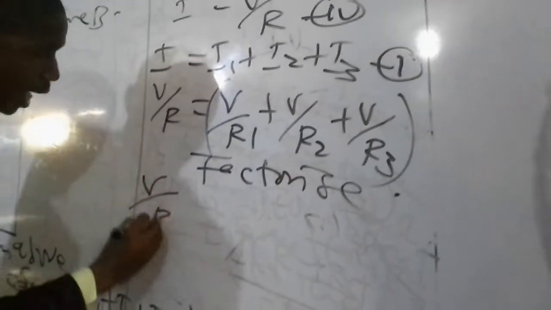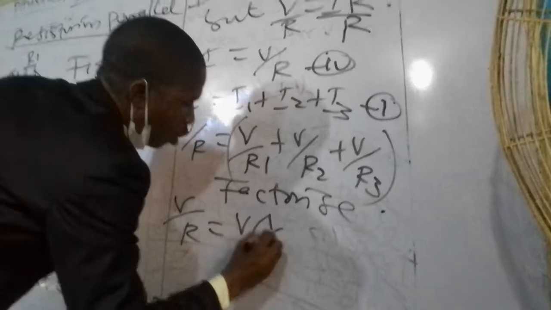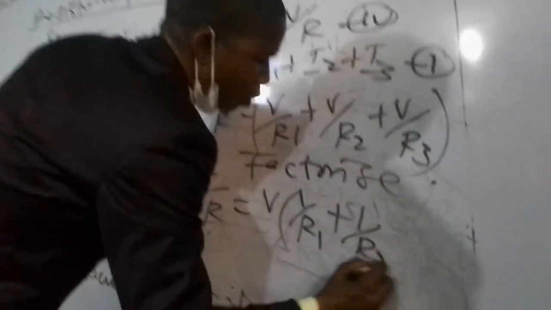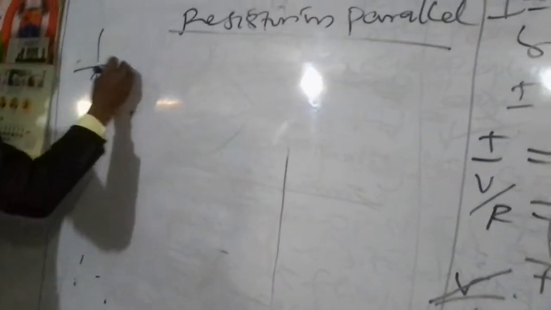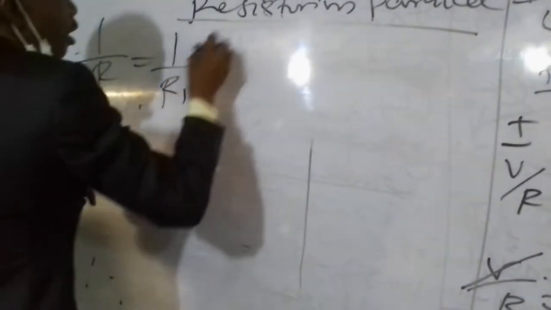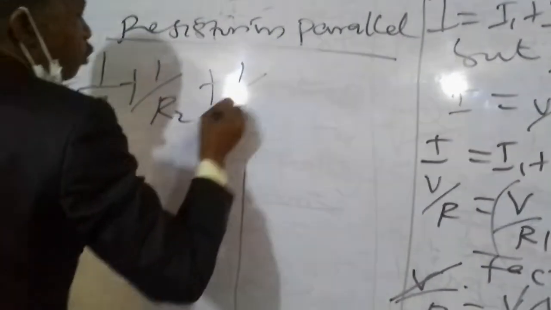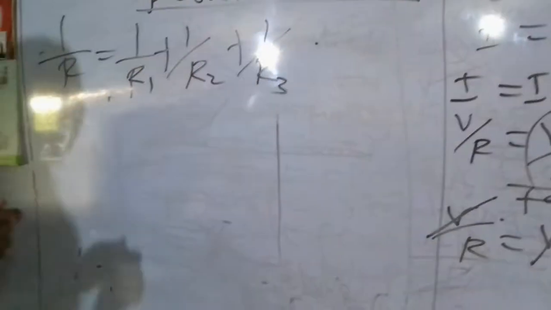So V all over R is equal to V into bracket 1 all over R1 plus 1 all over R2 plus 1 all over R3. This V will cancel V. So what is our resistor in series? In parallel, rather, our parallel, that is 1 all over R is equal to 1 all over R1 plus 1 all over R2 plus 1 all over R3. This is what we call the parallel connection.